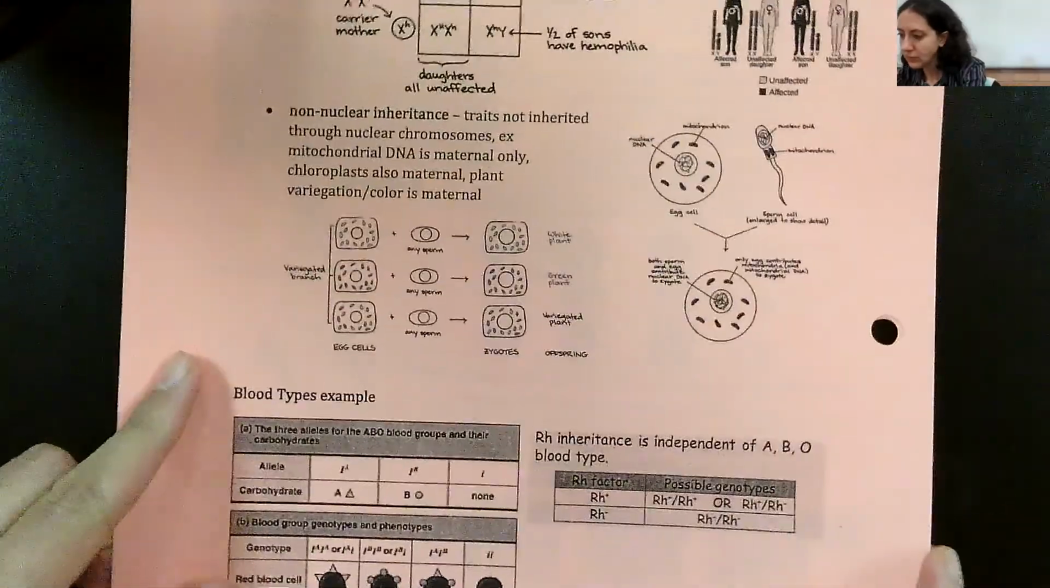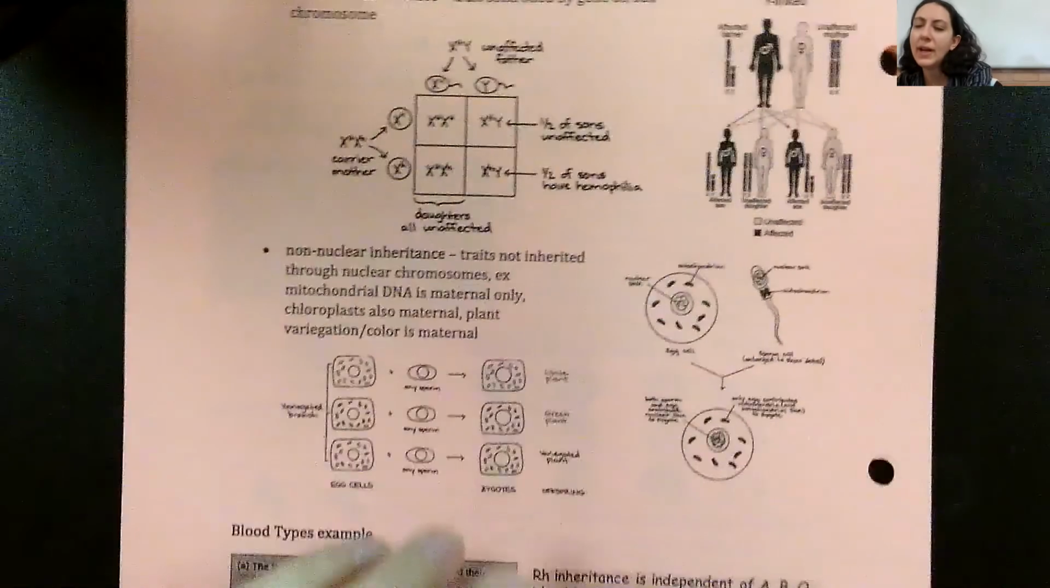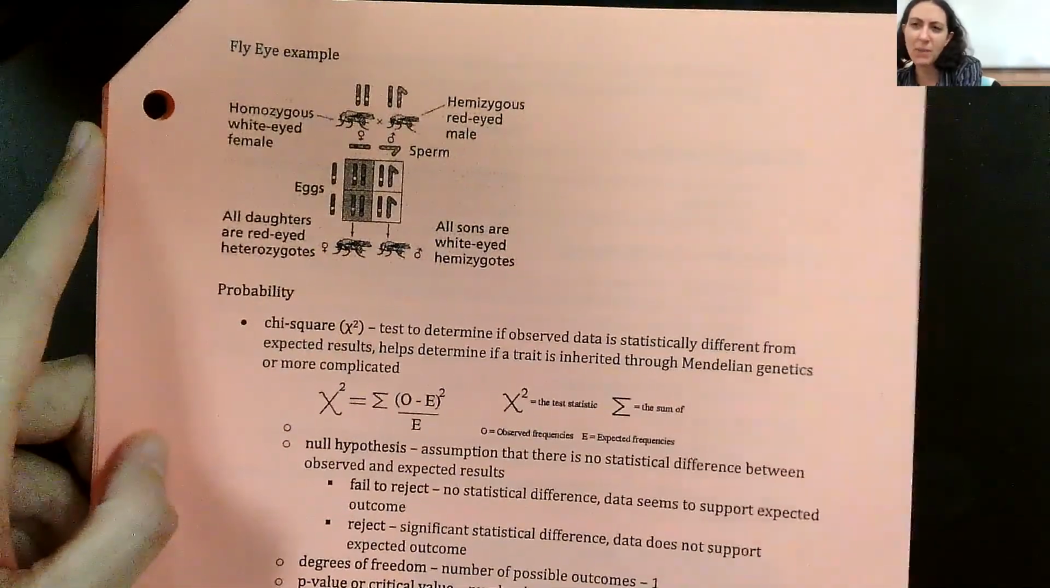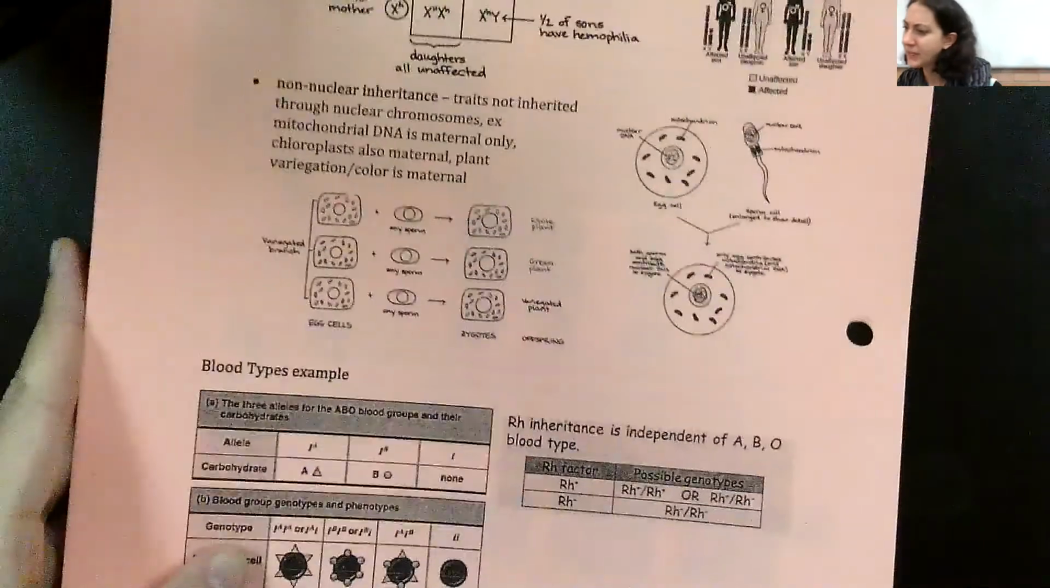Okay. Yeah, let's talk a little bit about these things real quick. We'll get through these, and then I think we'll stop over here before probability. We might go into the fly eye example, or I might cover that in the next video. We'll see how I feel.